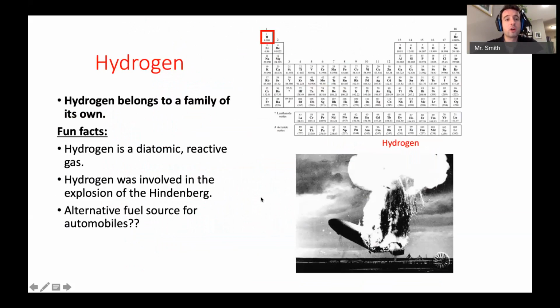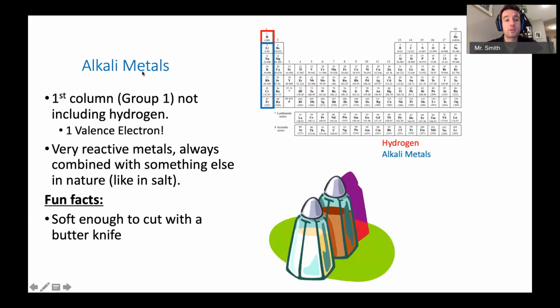Up next, we have what we call the alkali metals. Alkali metals are in the first column. They're very reactive metals, and so we won't ever see a thing of sodium, Na, for example, just in the world. Usually sodium's combined with something, like for example, chlorine or something else.